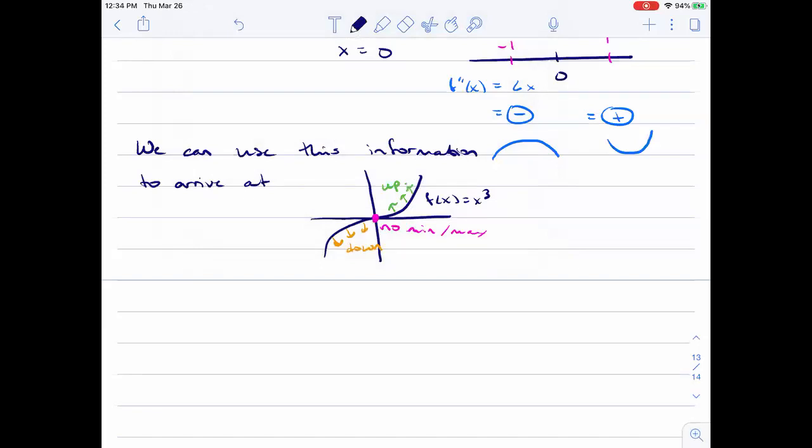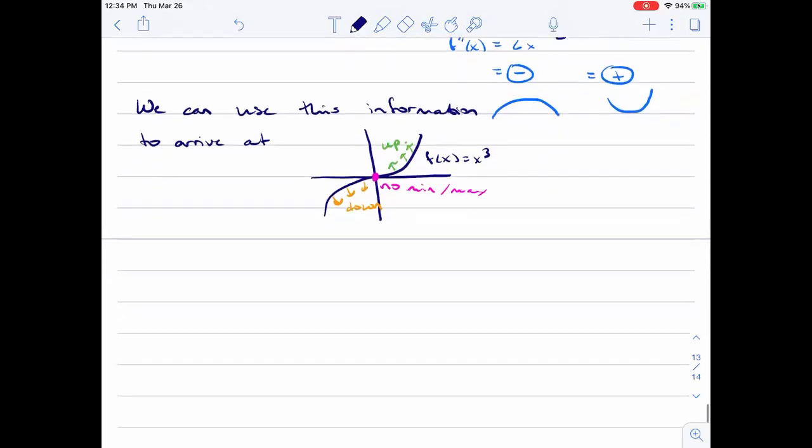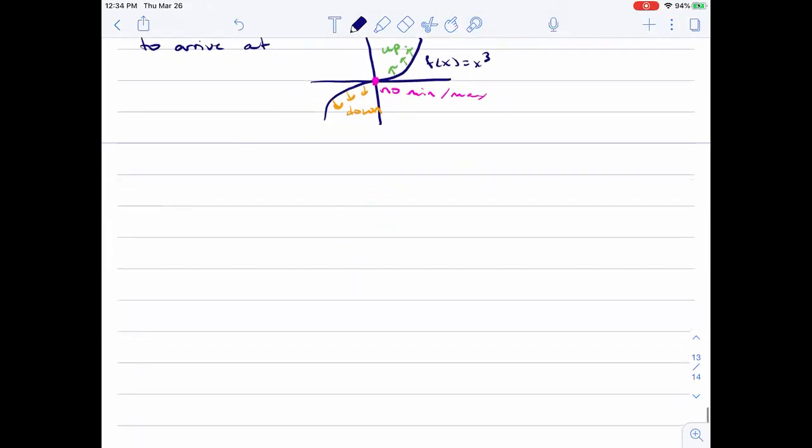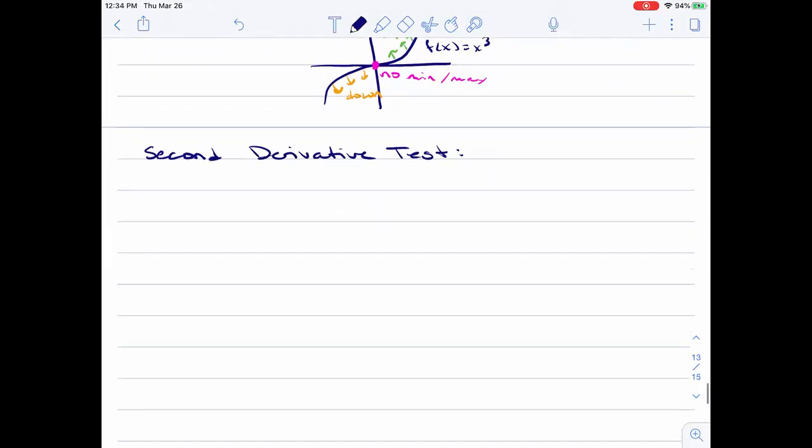So let's talk about the second derivative test. The second derivative test is kind of riding on the heels of the first derivative test. Suppose the second derivative, f double prime of x, is continuous near c.